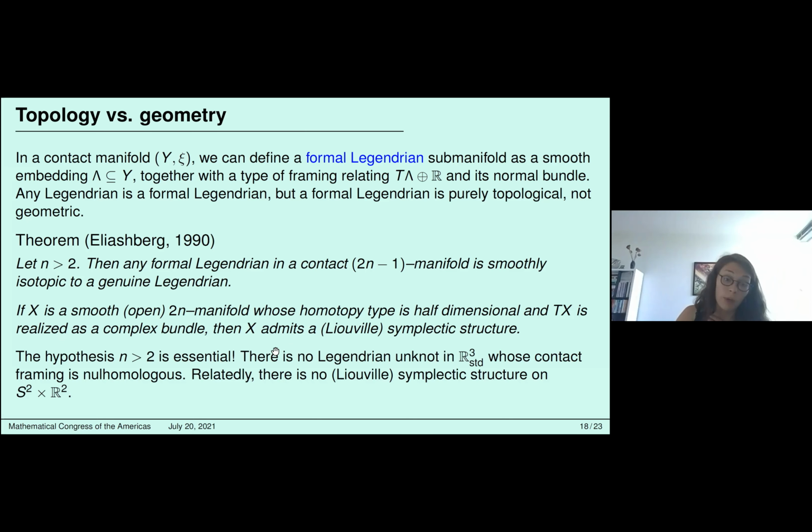So here, I want to note that the hypothesis that we're in high dimensions is essential. It's false. In R3, there are formal Legendrians which cannot be realized geometrically. And that's related to the fact that there's no symplectic structure on S2 cross R2. That's a very specifically four-dimensional phenomenon. Nothing like that happens at high dimensions.